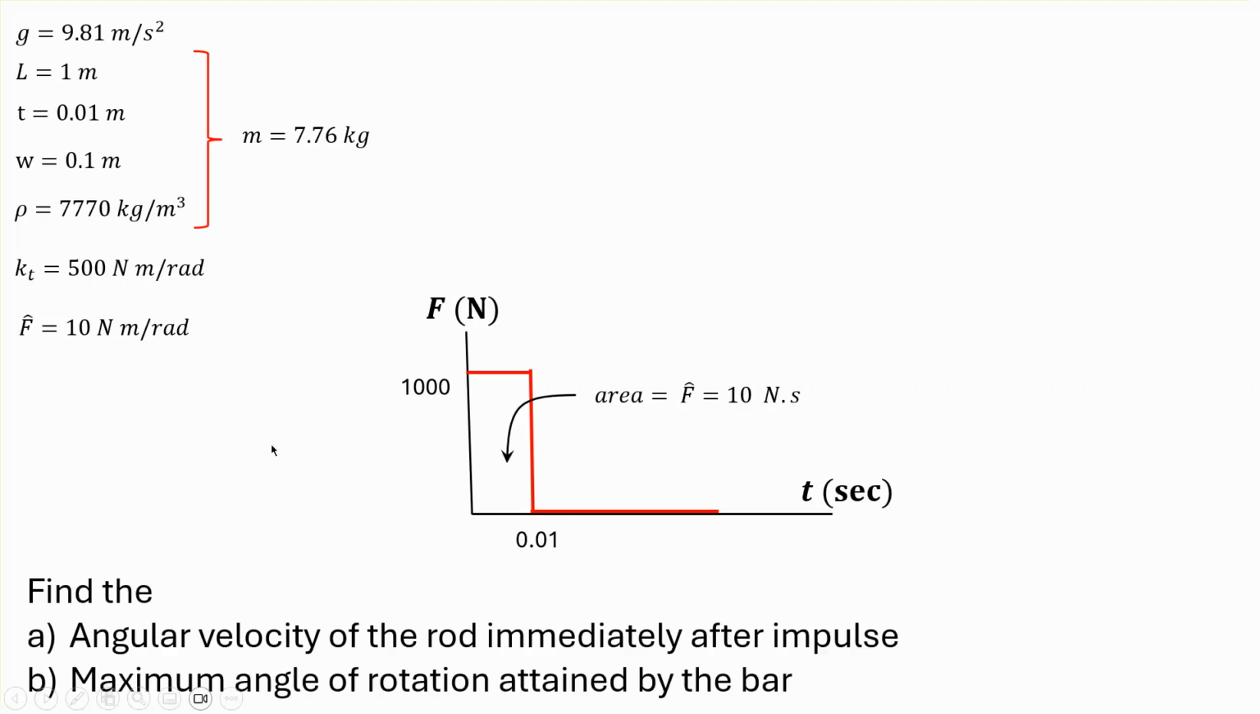The objective is to find two things. One is the angular velocity of the bar immediately after the impulse is applied.